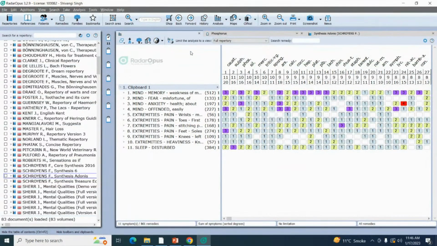So according to my grading of the totality, I'm going to prescribe the Causticum remedy. I'm going to select this remedy for my patient on the basis of totality. So I'm moving to my prescription part.